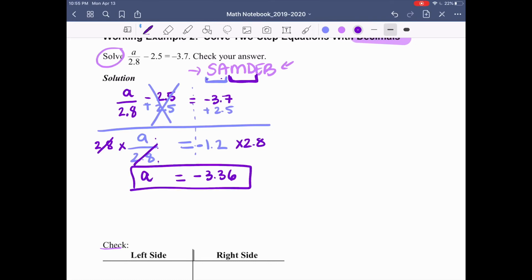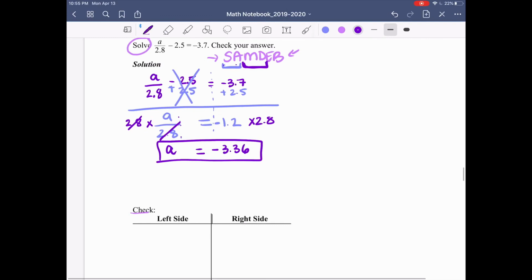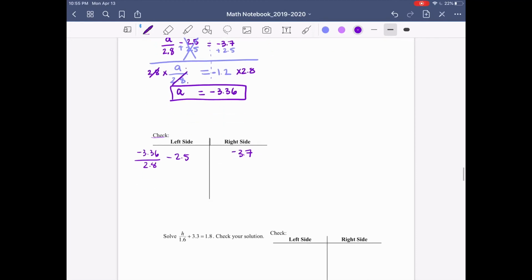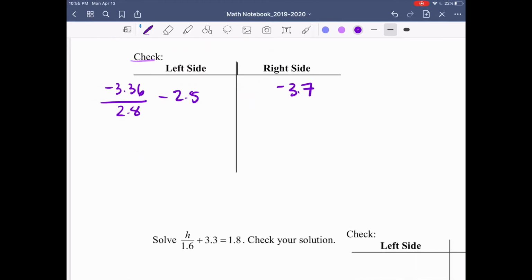How do we know if we did it correctly? Well, we can plug it into our chart and see if our left side is equal to our right side. So on our left side of our equal, we have a, which is negative 3.36 over 2.8 minus 2.5. And on the right side, we have negative 3.7. So let's solve and see if these equal to each other.